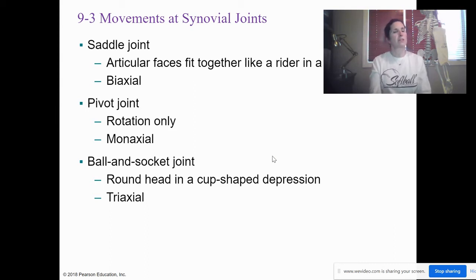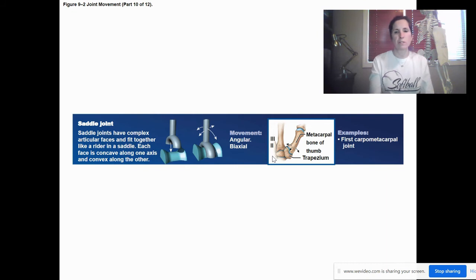Other movements are your saddle joint, which is your thumb. It's biaxial. A pivot joint, which is only rotation, and a ball and socket joint, which is triaxial. There's a round head, like in your shoulder and in the hip. All right, so we're going to look at these. The saddle joint is your first carpometacarpal joint. So right here, you have your trapezium at the thumb, and then here is your metacarpal bone of the thumb.